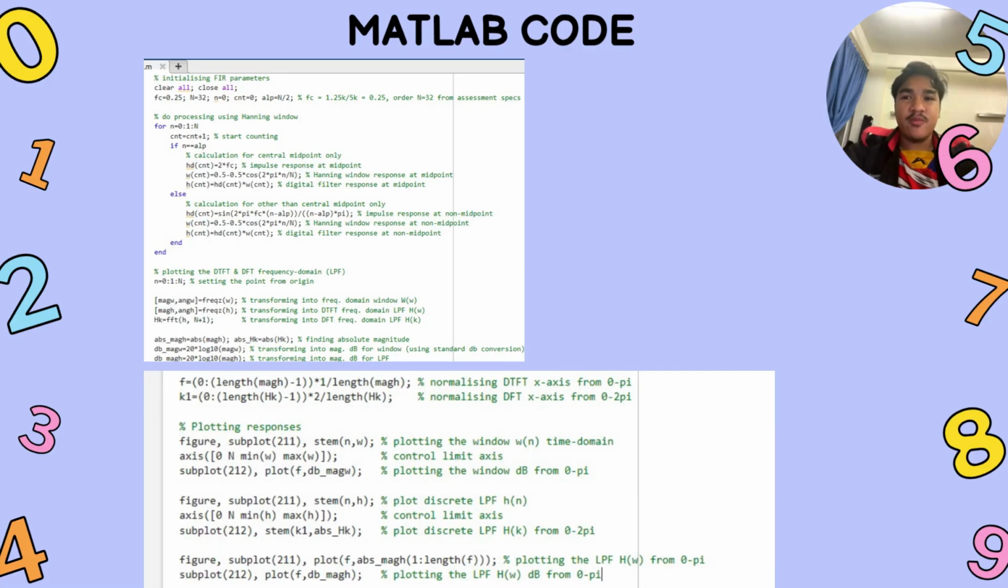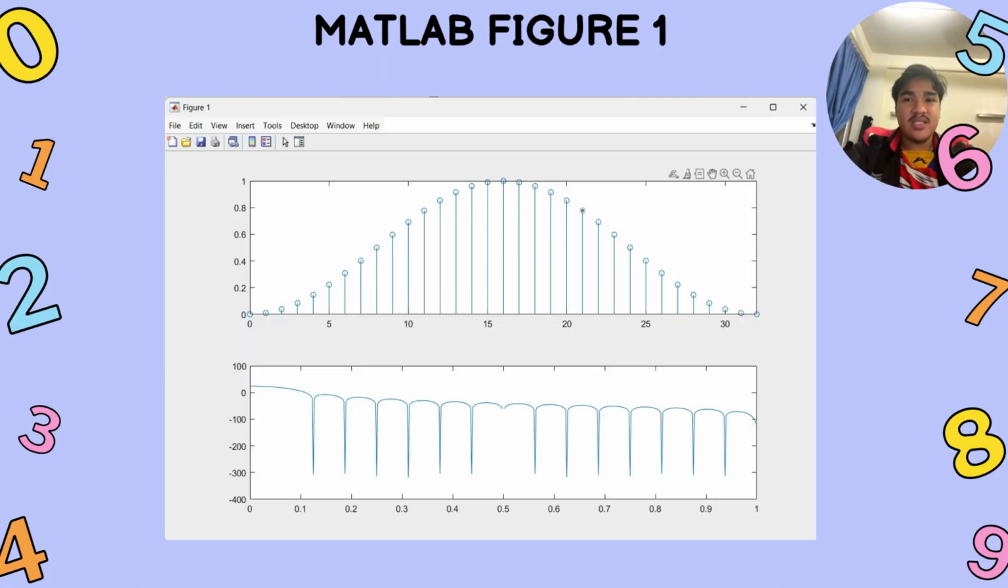To finish up, we validate our FIR design using a MATLAB script. The code loops through our indices to generate the window impulse response, applying an if-else block to handle the unique midpoint condition. Figure 1 displays the symmetric time domain Hanning window shape alongside its decibel frequency spectrum.